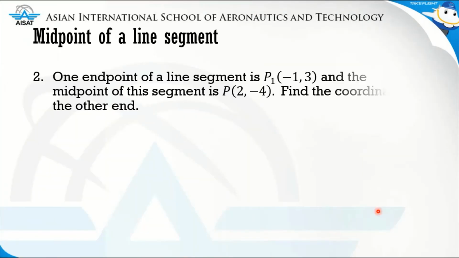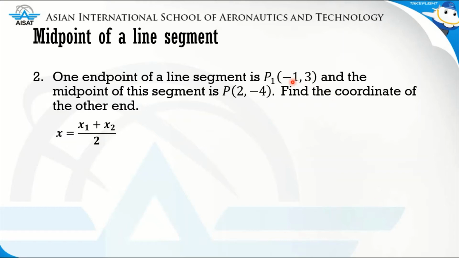Another example. One endpoint of a line segment is p sub 1 with coordinates negative 1 and 3, and the midpoint of this segment is (2, negative 4). Find the coordinates of the other end. So we'll still be using the same formula. So we'll have x is equal to x sub 1 plus x sub 2 over 2. But in this case, the known values are changed.